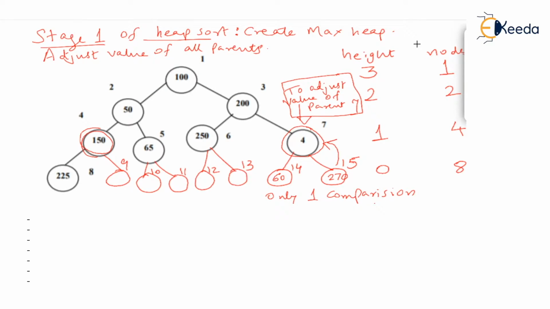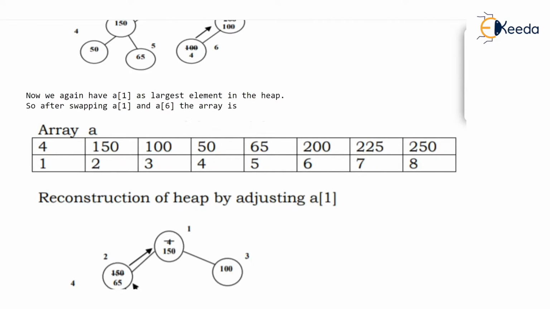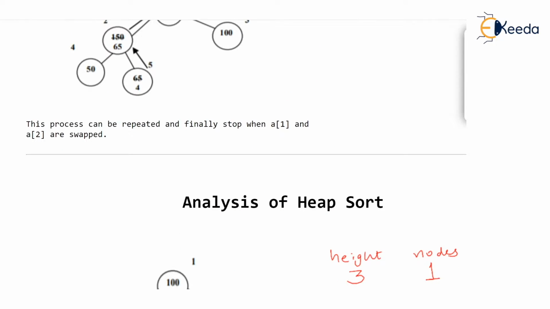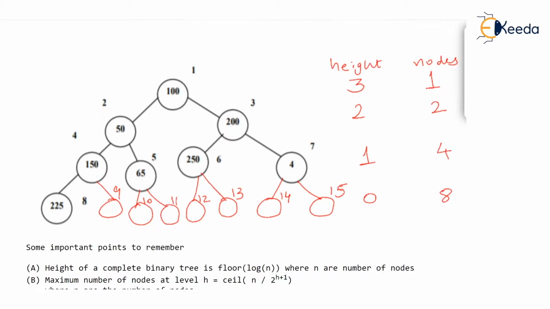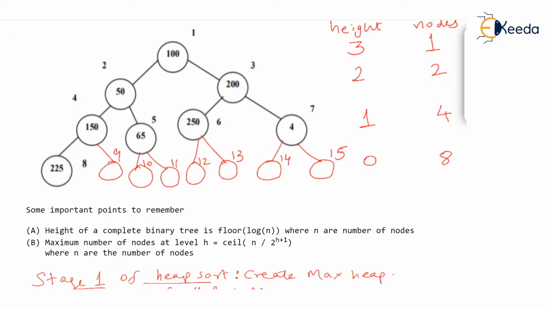Now in the earlier video, we saw two formulas. First one was about the height of a complete binary tree. If a complete binary tree is given having 15 nodes, or rather a full binary tree of 15 nodes, then the height of a complete binary tree with n nodes is floor of log of n to the base 2, where n is the number of nodes.